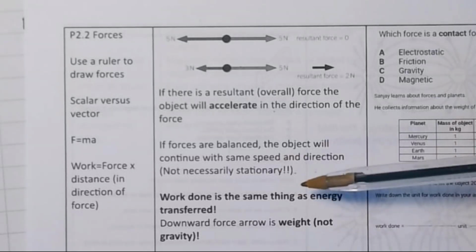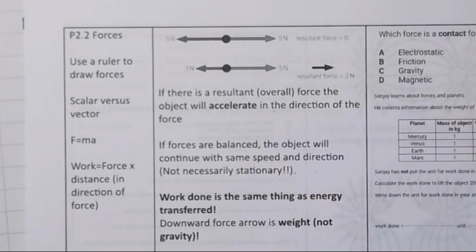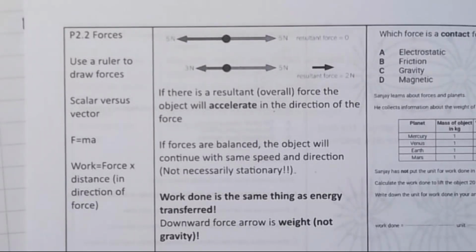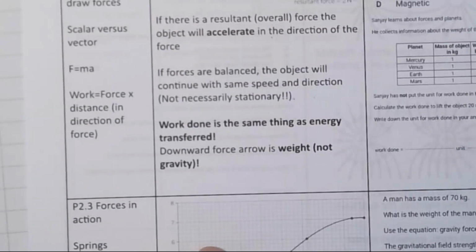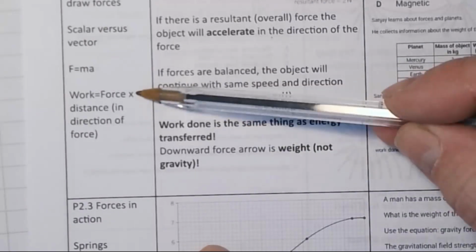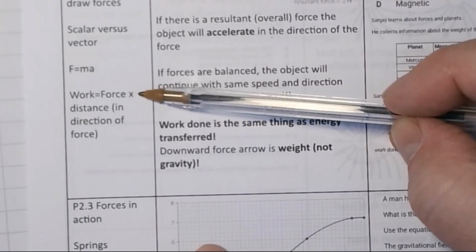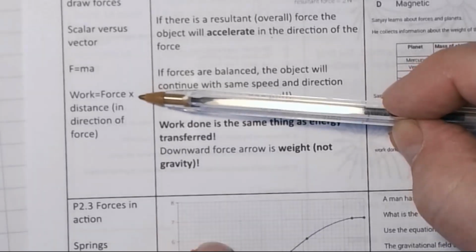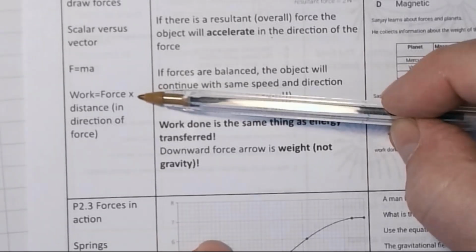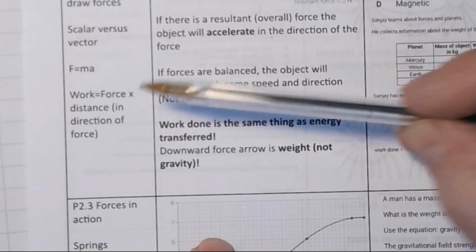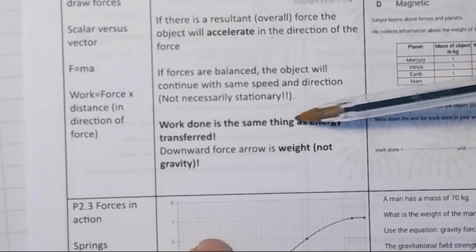Obviously, forces is a large topic. I'm not going to cover it in much depth here, but that's the basic understanding. We introduced the idea that work done equals the force on an object multiplied by the distance that object has been moved. The distance is always measured in the direction of the force. The work done, you need to understand, is the same thing as energy transferred.